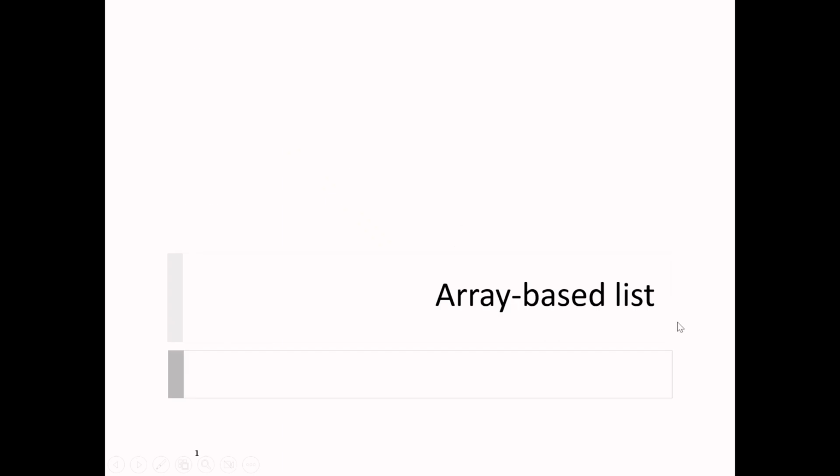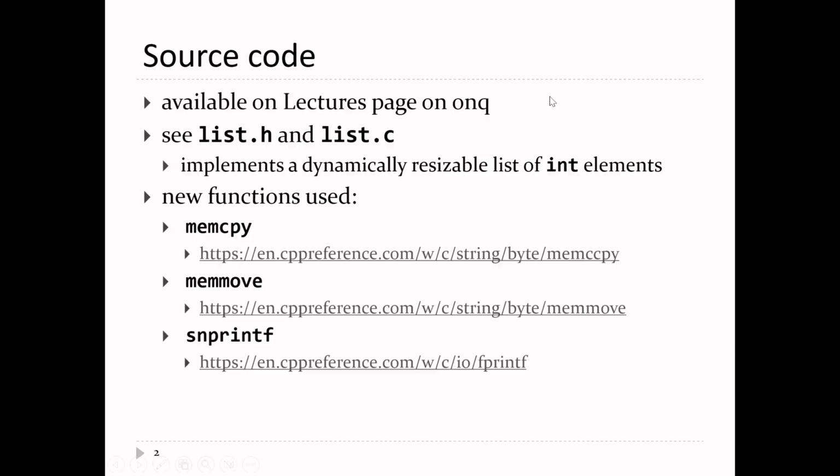Okay, so there are some students in the course who are in 124. We haven't actually implemented an array-based list yet, so you're actually going to do that first in this course as opposed to in 124. So I have to talk a little bit about how lists work. For many of you, especially those of you in second, third or fourth year, this is going to be a review. The source code is on OnQ. If you look on the lectures page, you'll see a little zip file called list.zip, and you can get the source code for this.